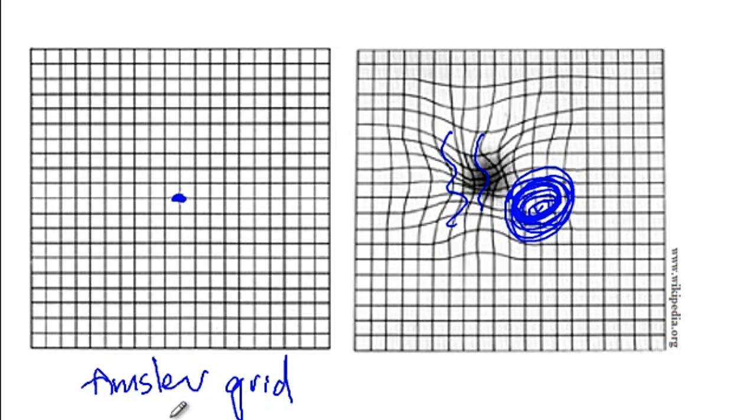And so once again, an important finding in patients with macular degeneration is that they will have metamorphopsia once you test their vision with an Amsler grid. And that concludes our discussion of this video.